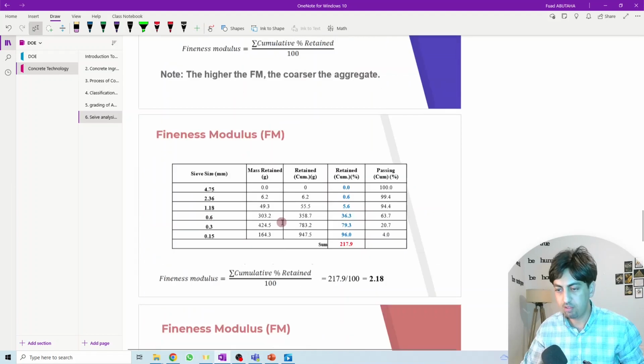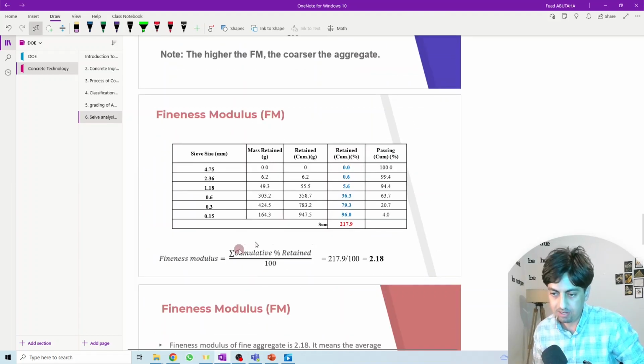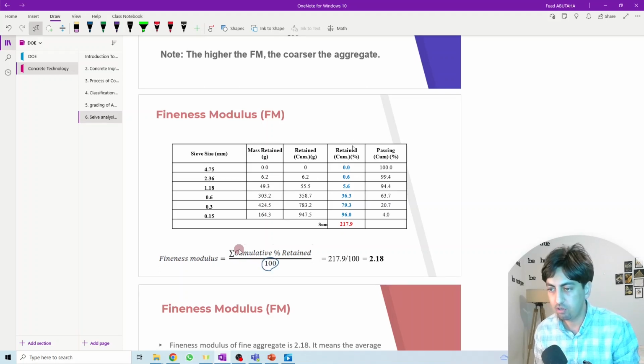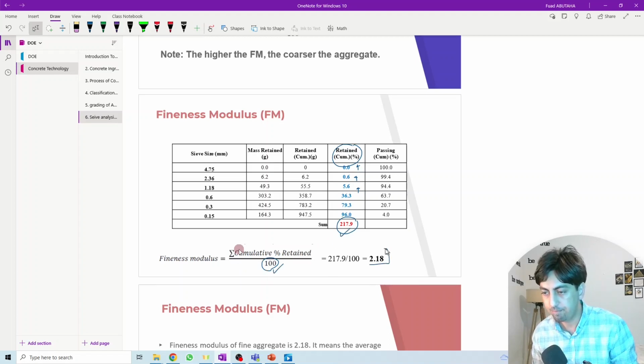How do we calculate the fineness modulus? It is the summation of the cumulative retained divided by 100. So this is the cumulative retained. We sum all of these together, and we get this one. This is the summation of the cumulative retained. We divide this number by 100, and we get what we call the fineness modulus.